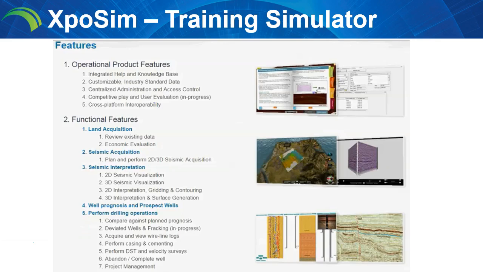The functional features involve land acquisition, which includes reviewing existing data and doing economic evaluation. Then comes seismic acquisition, planning and performing 2D and 3D seismic acquisition activities. Then is the 2D and 3D seismic interpretation. After that, we do well prognosis and then perform different drilling operations, including acquiring logs as well as casing and completion.